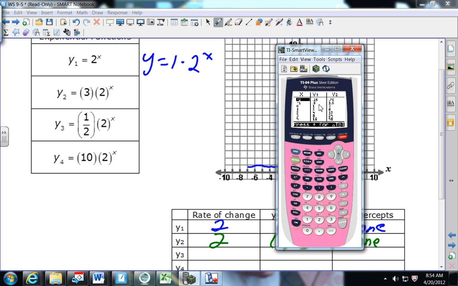If you take 0.5 times 3, what do you get? 1.5, right? 0.25 times 3? 4 times 3 is 12. Okay, so we have this one.